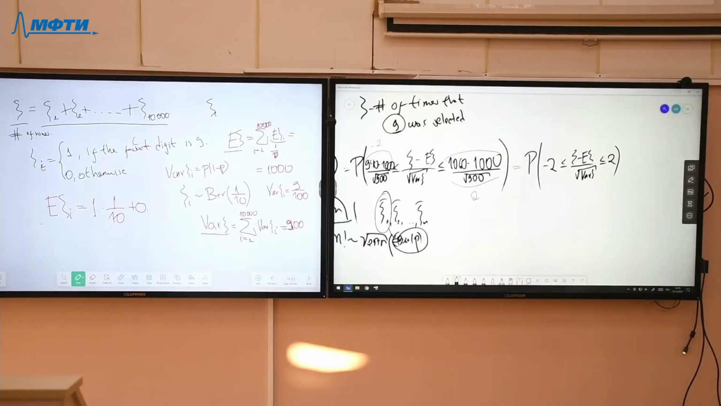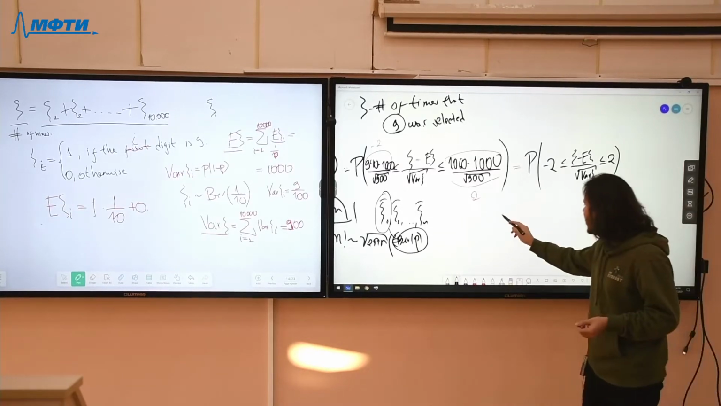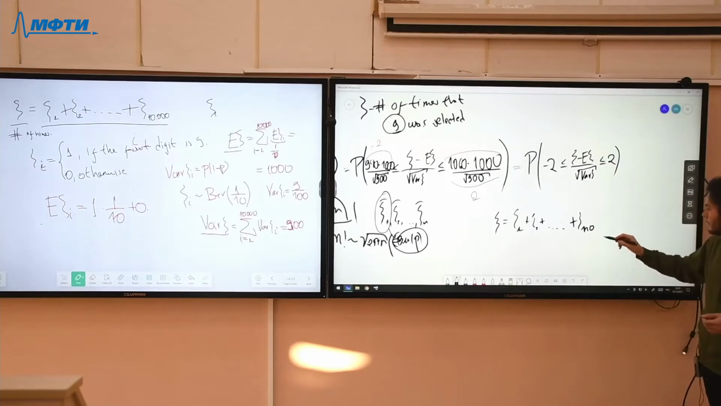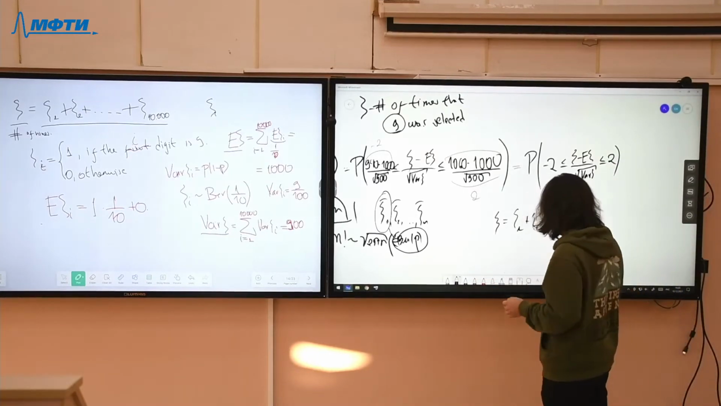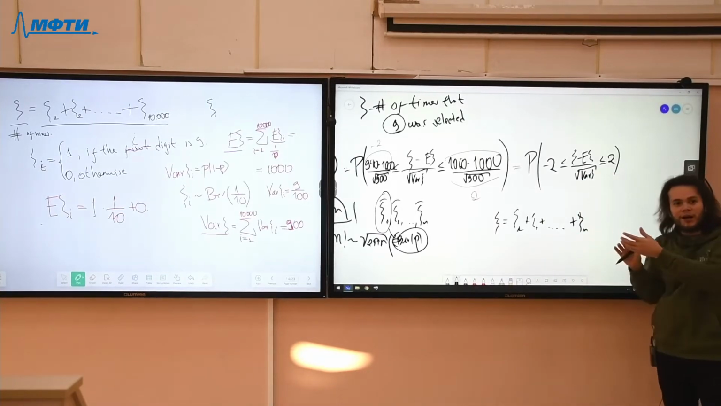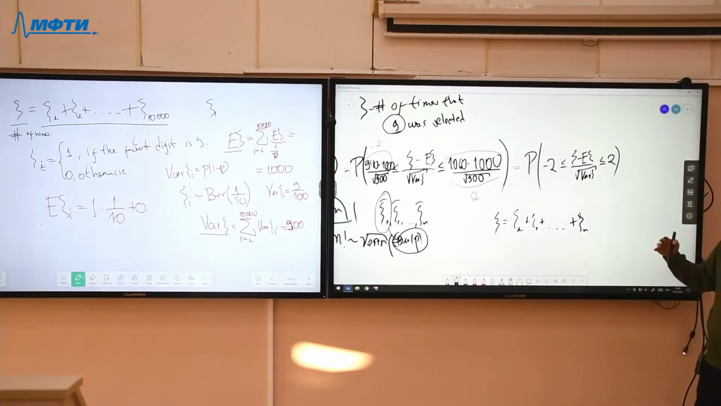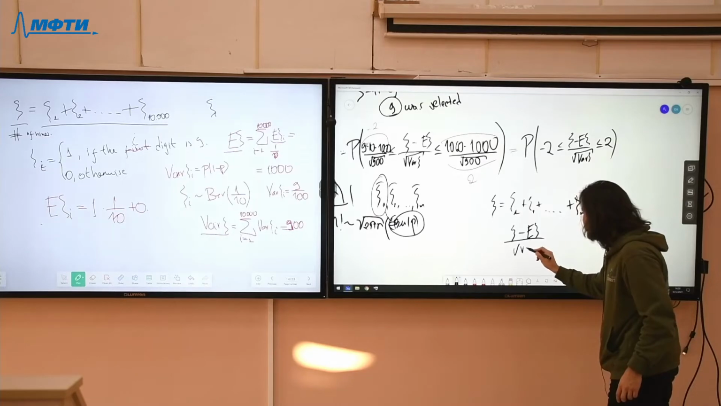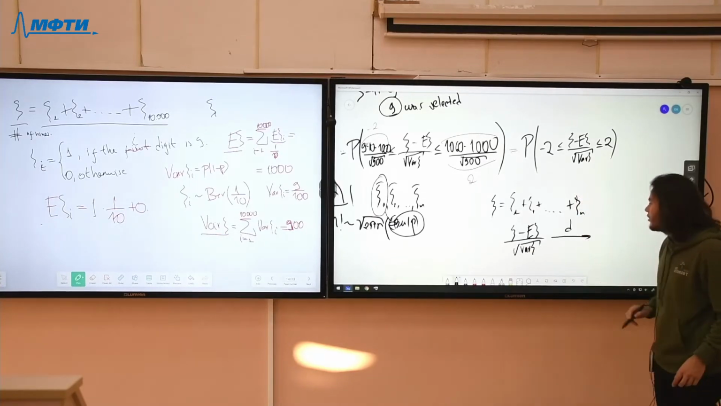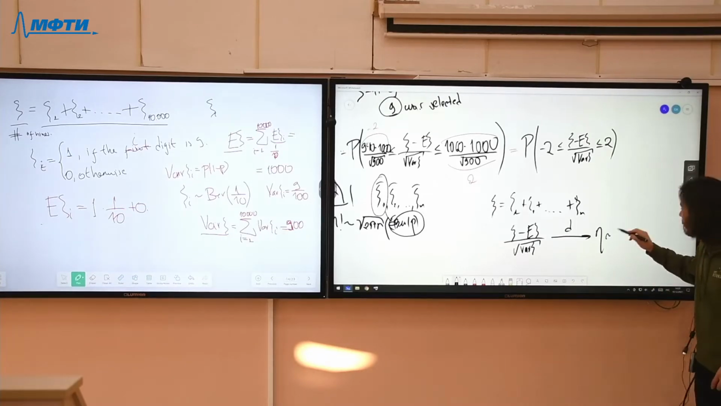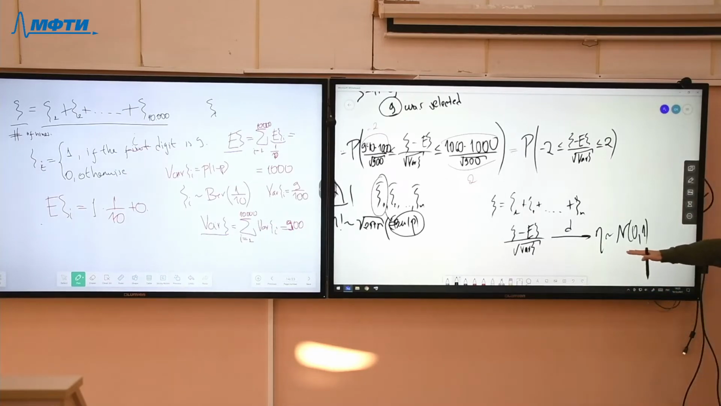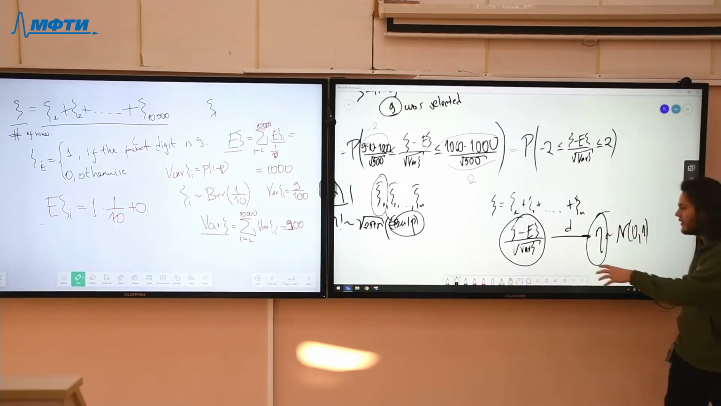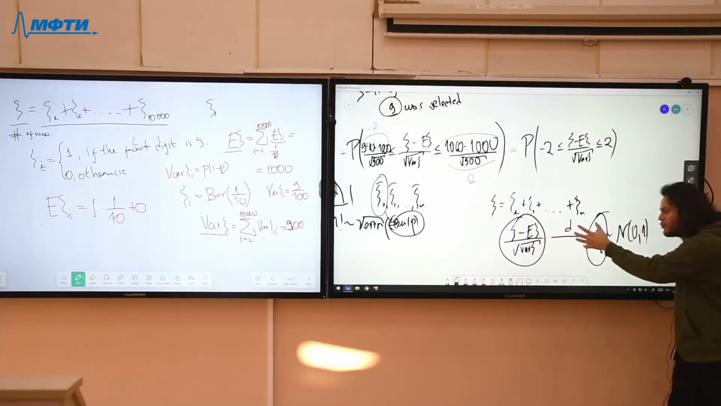Now we need to apply the central limit theorem. What do we know about the central limit theorem? We know that if Xi is Xi 1 plus Xi 2 plus up to Xi n, and Xi 1, Xi 2, up to Xi n are independent, identically distributed random variables, then this random variable, Xi minus the expected value of Xi over the square root of the variance of Xi, converges in distribution to eta, where eta has a normal distribution with parameters 0 and 1. What does it mean that this converges in distribution to this one? It means that the probability distribution of this random variable converges to the probability distribution of this one.